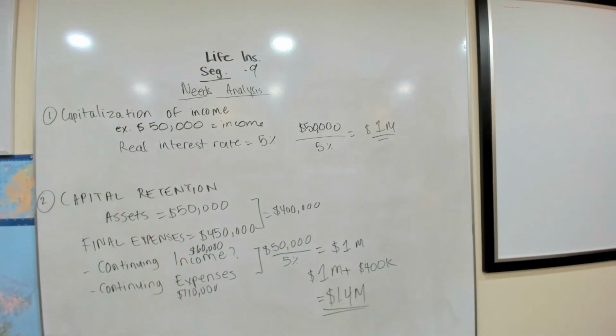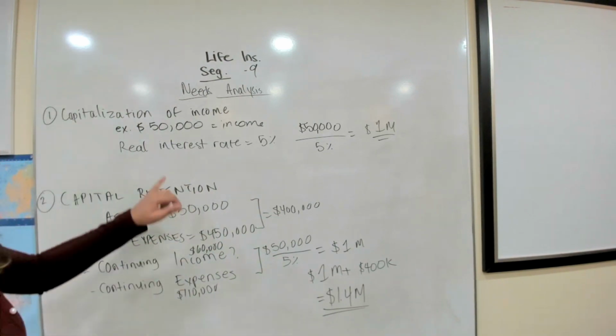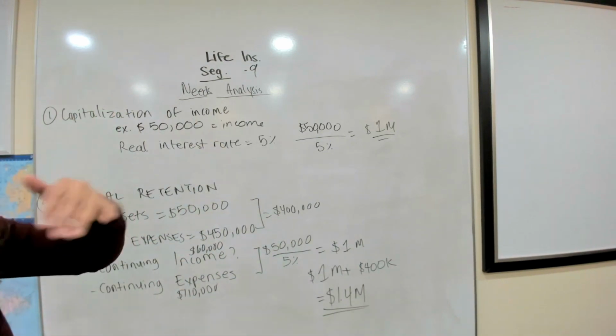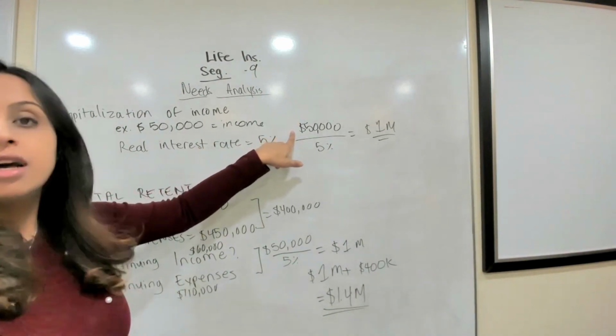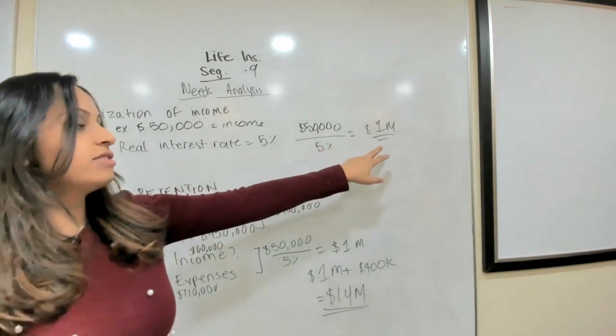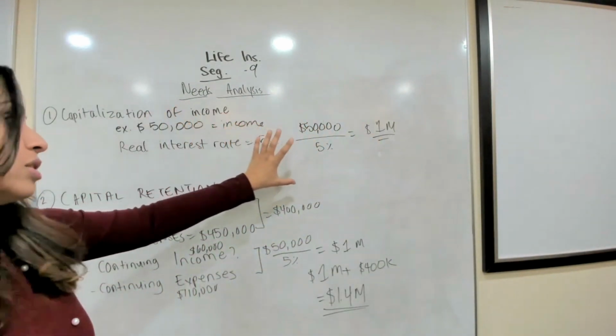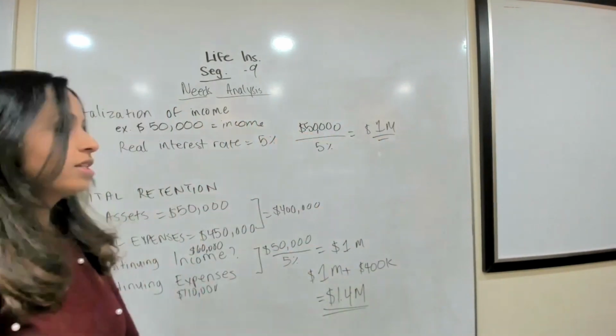And the way in which you get that is that you have to take the nominal rate and subtract the inflation, which will be given in the question as well, to get the real interest rate. And then you divide the two. So we're taking $50,000, which is their income, divided by 5%, and this gives us 1 million. So if we go by this method, this individual needs $1 million of insurance.